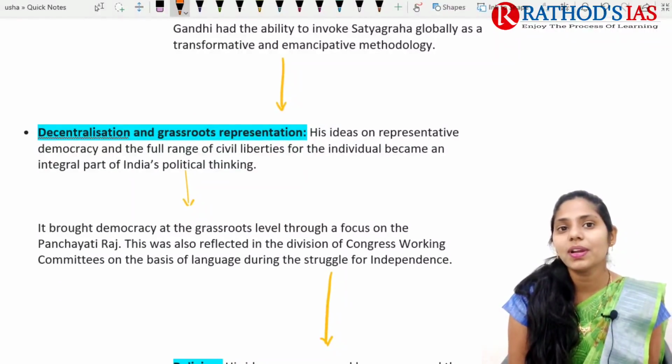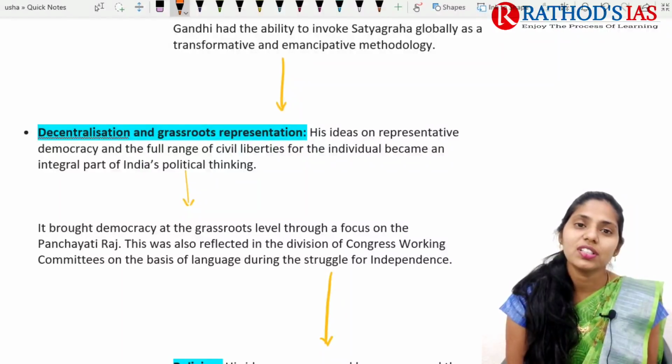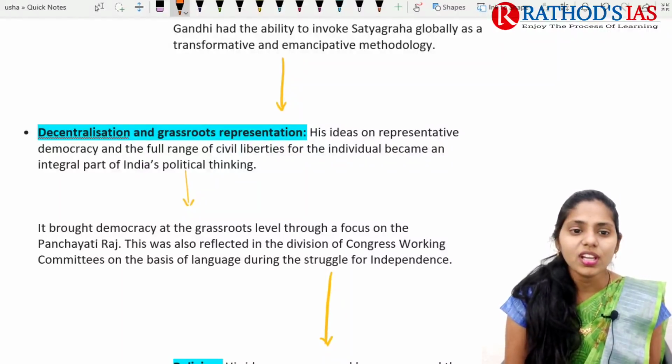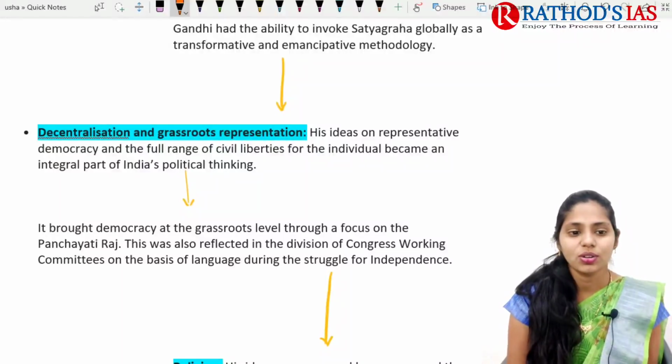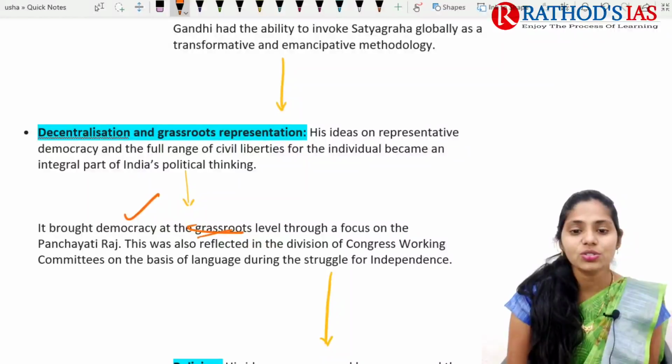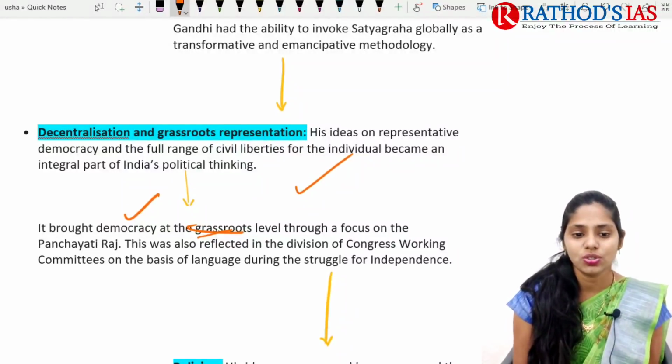Apart from that, he focused on local self-government, that is, decentralization as well as grassroots representation. So he laid the foundation for the decentralization of power, for example, local self-government. After we got democracy, it brought democracy to the grassroots level, and finally it focused on the Panchayati Raj institutions.